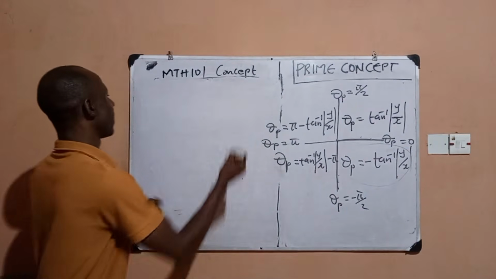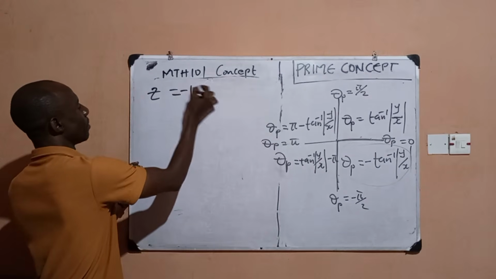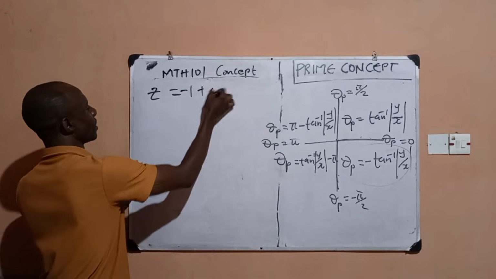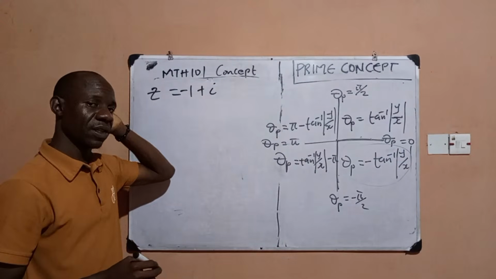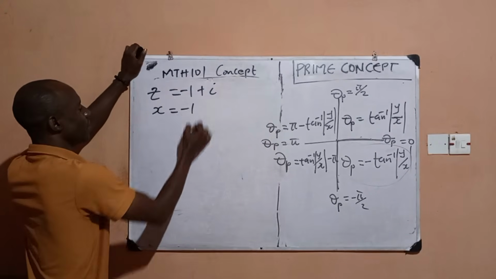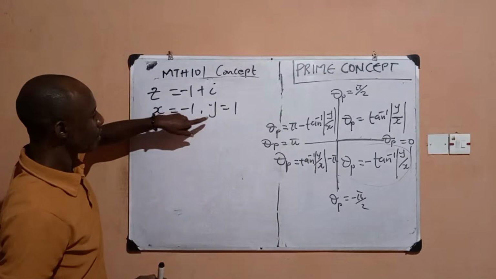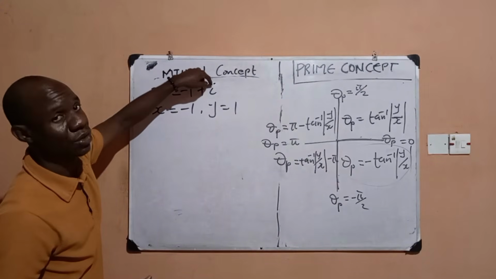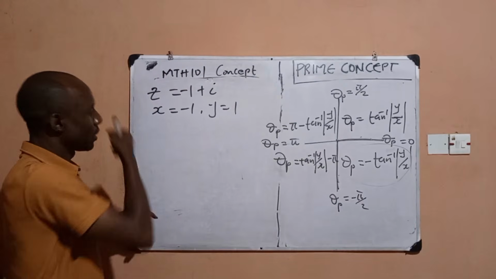So what if they say find the principal argument of z equals negative 1 plus i? What if they want us to find the principal argument of this? What is it going to be? It's going to be x equals negative 1, and then y is equal to 1. y is the coefficient of i, and the coefficient of i is 1, right? Yes, so that is what we have.